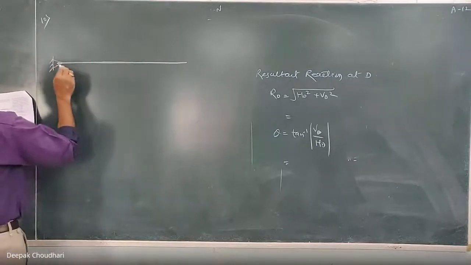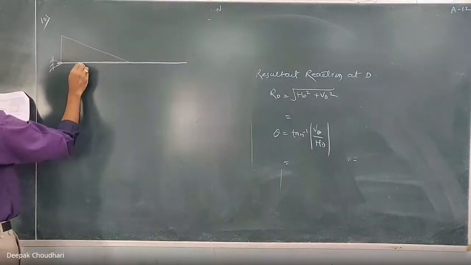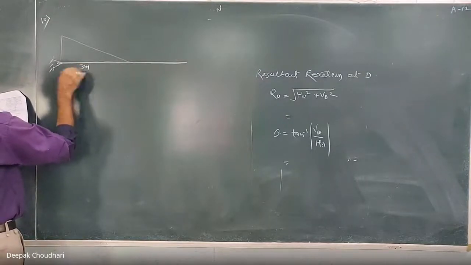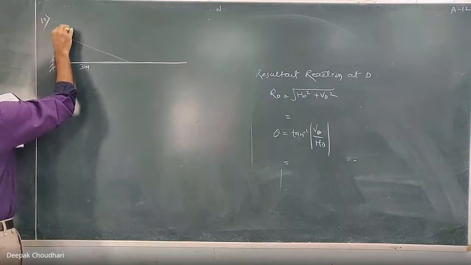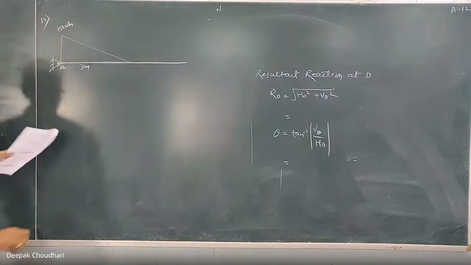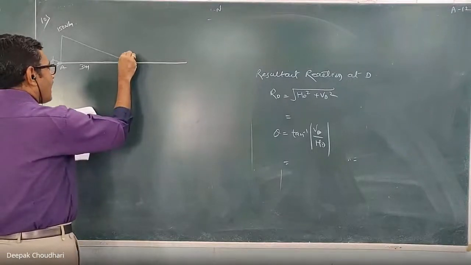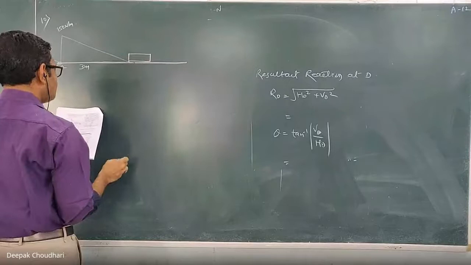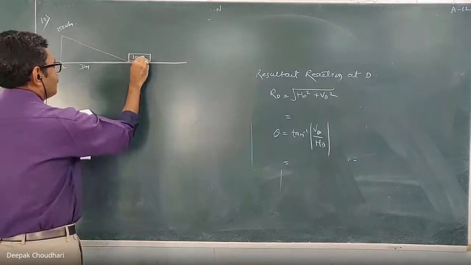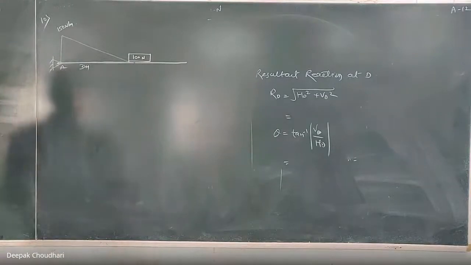Then on this beam, there is a UVL spread over a length of 3 meter. Magnitude is 15 kilonewton per meter. Then at this end there is one mass. This mass is 100 kilo, weight is 100 kilonewton. One block is resting on this beam whose weight is 100 kilonewton.